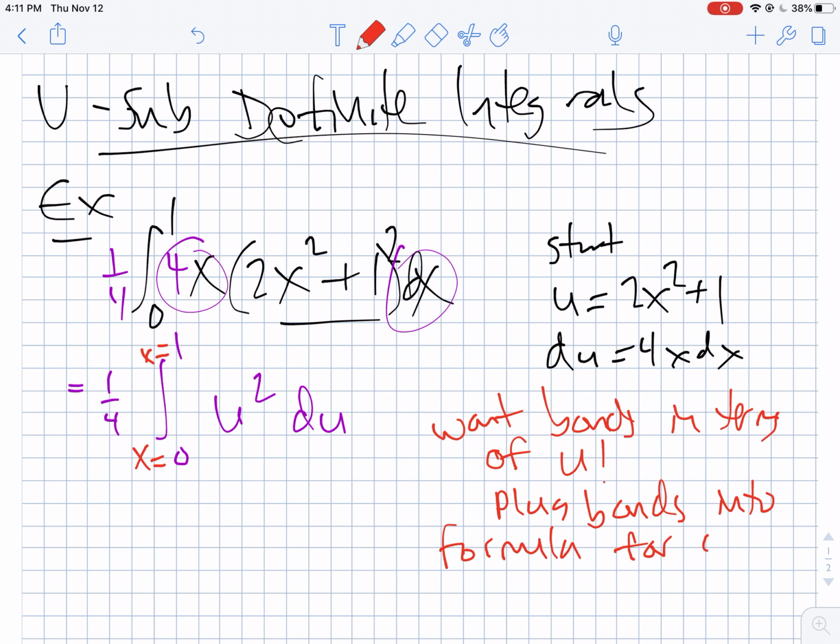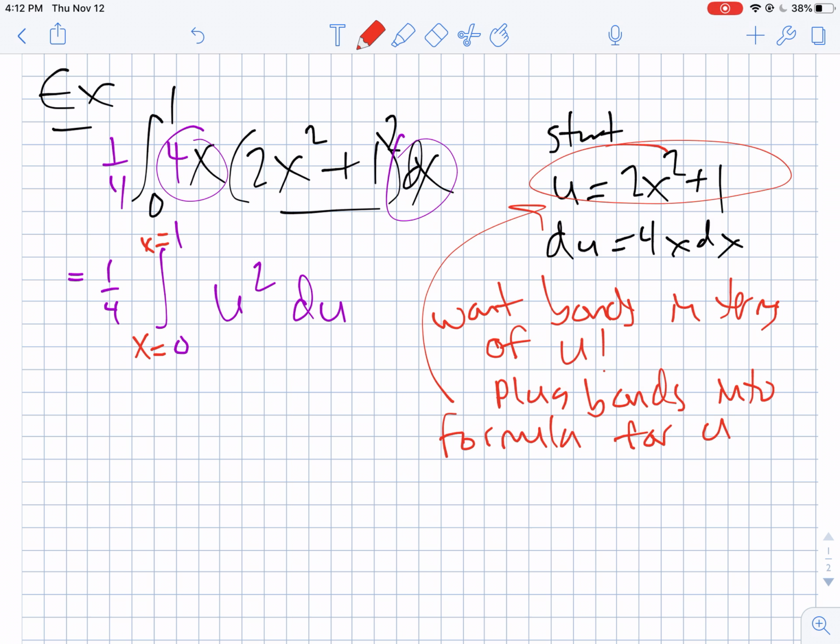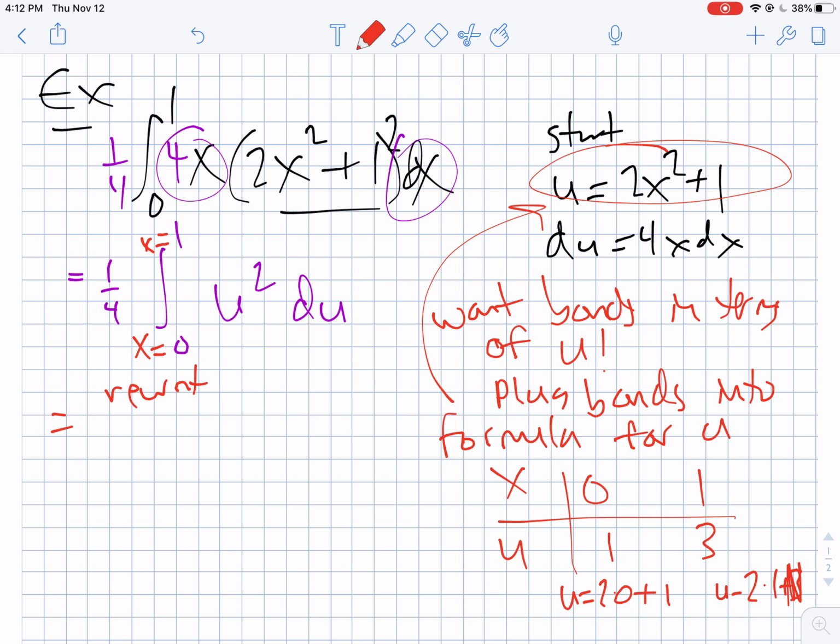This is by far the fastest way to do these problems. So I just make a little table and we're going to use this equation. My x bounds were 0 and 1, and I'm going to plug them into this equation. So u is 2 times 0 plus 1, that's 1. u is 2 times 1 plus 1, that's 3. Now I can rewrite it with the new bounds, and we always want to do this. We write this as 1/4 times integral 1 to 3 of u squared du.